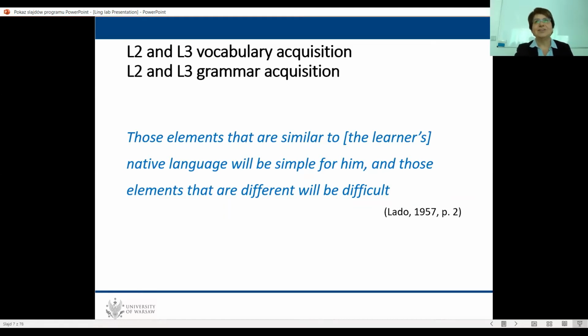Okay, so a lot of our research actually is based on this simple quote, which is, we know that there is much more to language acquisition than just simple similarity, and we know that Robert Lado was a structuralist, and he had his very strong opinions about languages, but basically what he said is true to quite a lot of extent, and we can actually show that in the research.